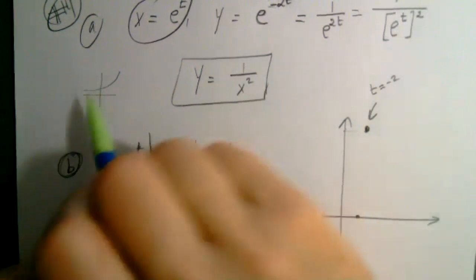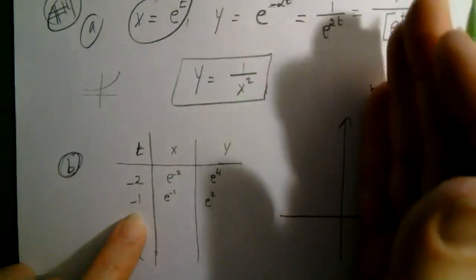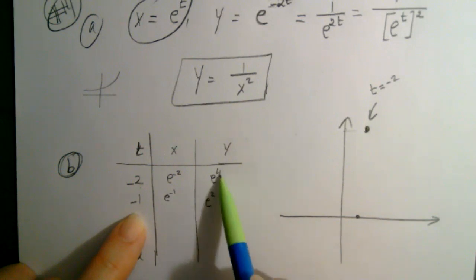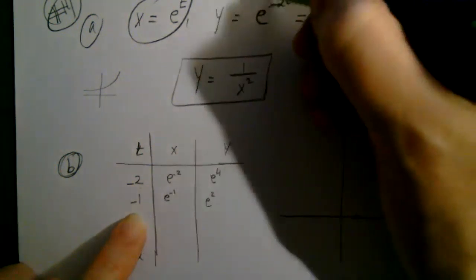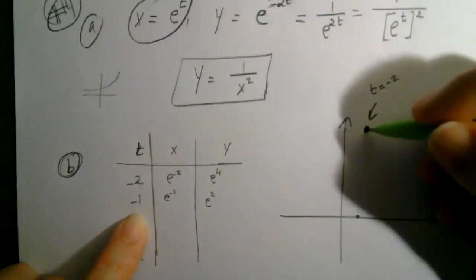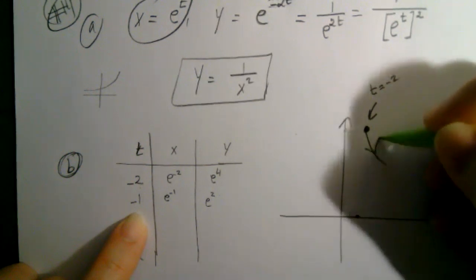So it's increasing. As the input increases, x is increasing, which means we're moving to the right. Now, how about the y? The y is definitely decreasing because it's to the -2. So we're moving to the right, but we're moving down. So that's how we are moving.